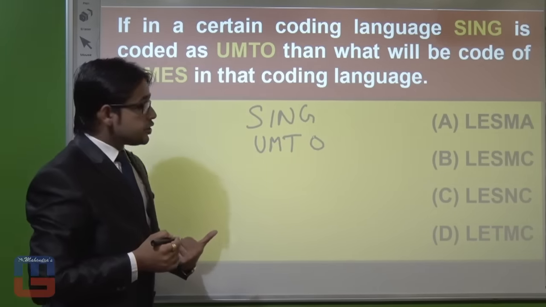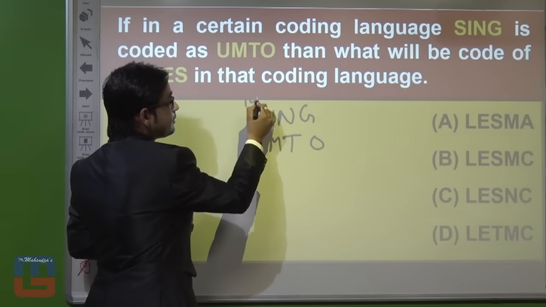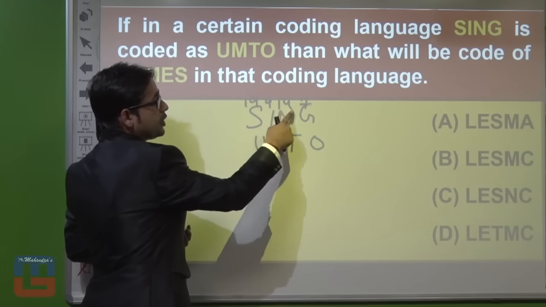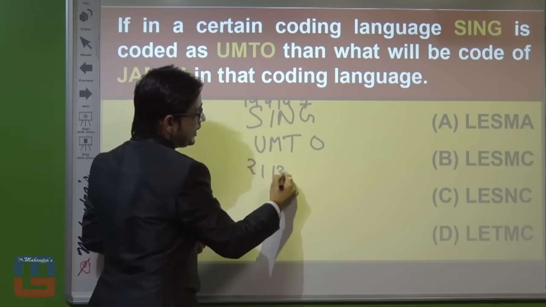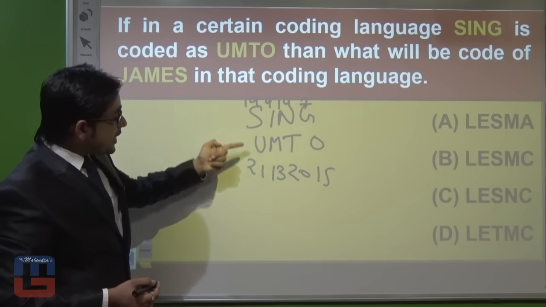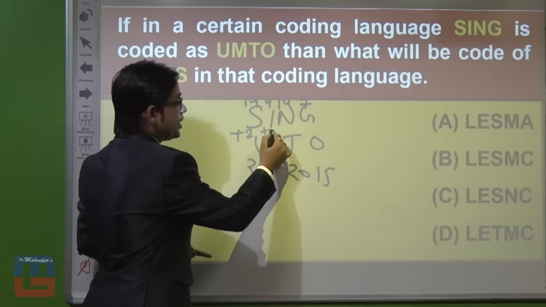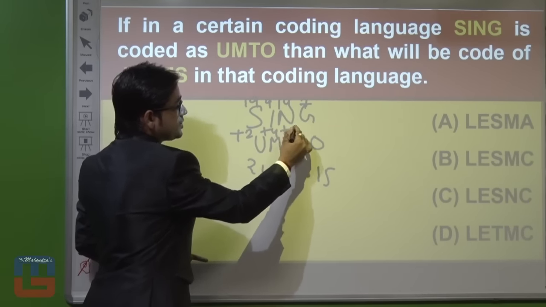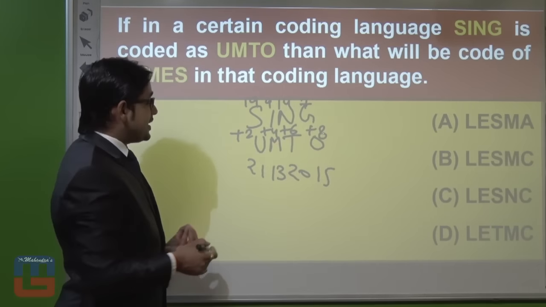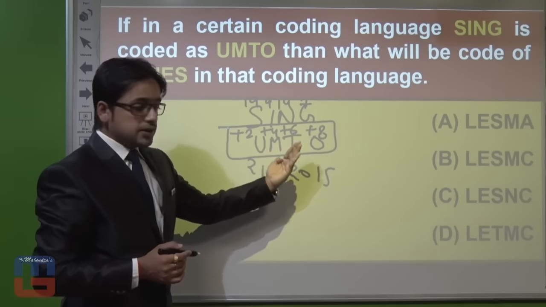Now if you want to solve the question, first try to write down the place value of each and every letter. S will be 19, I will be 9, N will be 14, and G will be 7. 19, 9, 14, 7, U 21, M 13, T 20, and O 15. Now you can easily analyze the pattern. 19 and 21 difference will be plus 2. 9 and 13 difference will be plus 4. 14 and 20 difference will be plus 6. And last, 7 and 15 difference will be plus 8. So you can easily analyze the pattern. This is the difference of plus 2, plus 4, plus 6, plus 8.